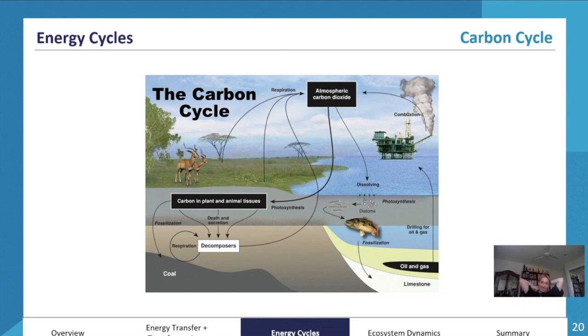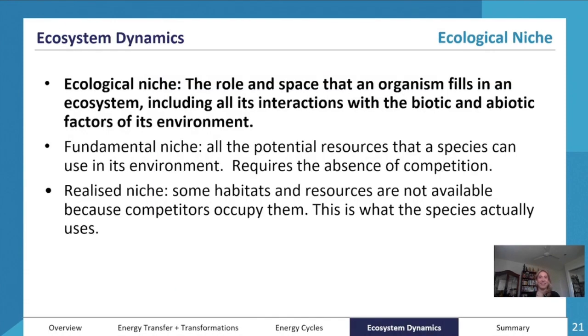What a nice cycle. Definitely my favorite. Oh, it's such a nice cycle. It goes so well. It's an essential molecule for life, and it shows up in every single organism. So yeah, it's really cool. And that's essentially all you need to know about the carbon cycle. Next slide.